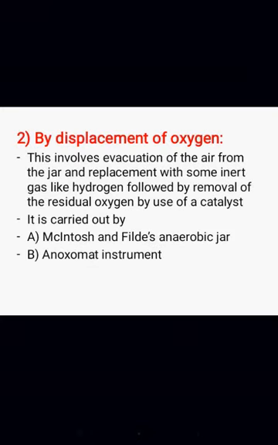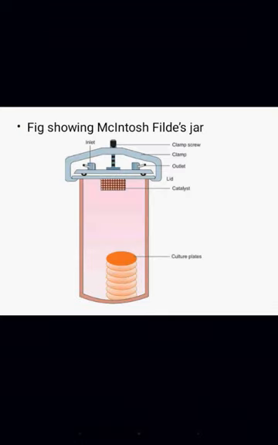The second method of anaerobiosis is by displacement of oxygen. So this involves evacuation of the air from the jar and the replacement with some inert gas like hydrogen, followed by removal of the residual oxygen by the use of catalyst. It is carried out by two ways. The first way is the McIntosh and Fildes anaerobic jar, and the second way is the use of Anoxomat instrument. So here you can see the diagram of McIntosh Fildes jar.